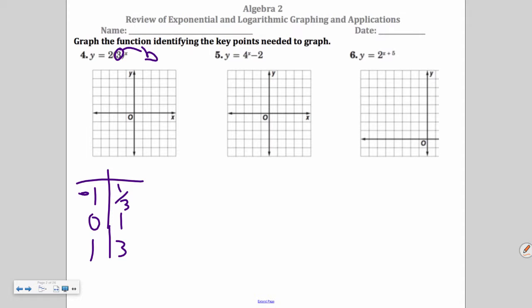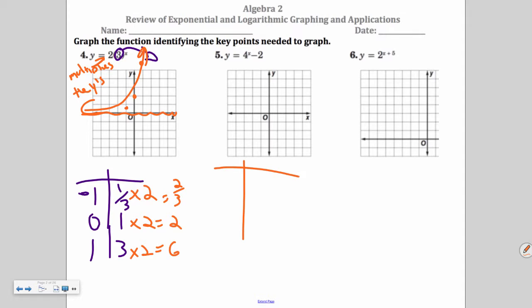This 2 outside multiplies the y's. So I'm going to multiply each one of these by 2. 2/3, 2, and 6. My asymptote did not move, so it's still on the x-axis. I then plot -1, 2/3, 0, 2, and 1, 6. My graph is going to look like this.